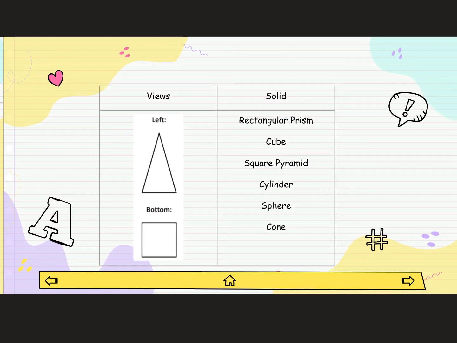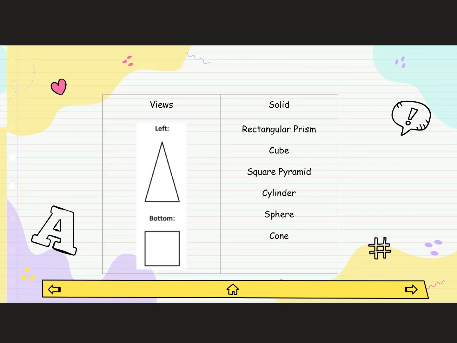Now let's look at when we have a left view of a triangle and a bottom view of a square. Looking from the left, I get a triangle. Looking from the bottom, I get a square, and that is going to be a square pyramid. Remember, square pyramid, thinking of the net of a square pyramid. Again, mine is not drawn to scale, and I'm not an artist whatsoever, so I do apologize. We can see here from the left we get a triangle, and from the bottom we get a square.